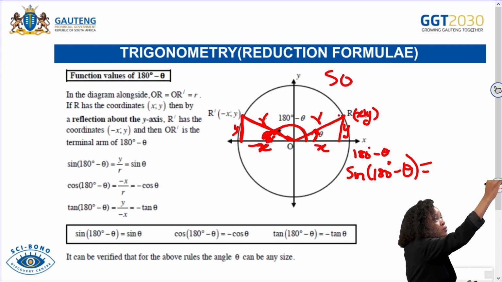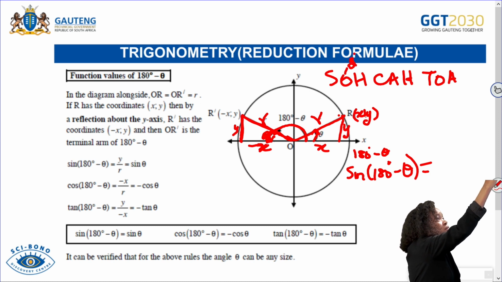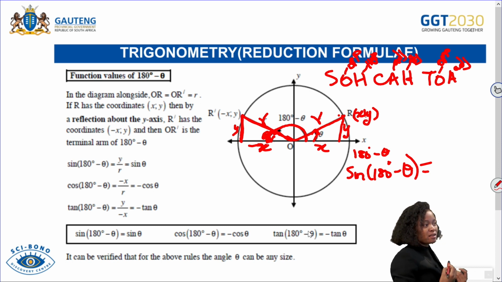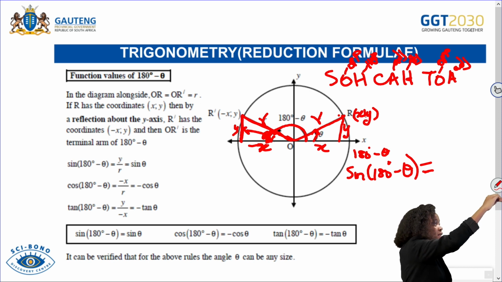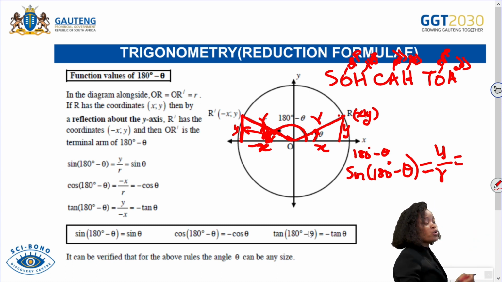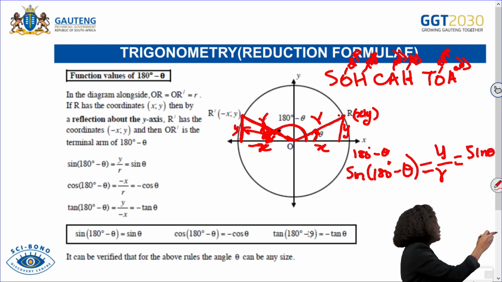from your SOHCAHTOA, still remember SOHCAHTOA from grade 10. It says sine is opposite over hypotenuse, cos is adjacent over hypotenuse, and tan is opposite over adjacent. So if I were to find the value of sine of 180 degrees minus theta, the side which is opposite to this angle is y, over the hypotenuse side, which is r. Your y is positive and your r is positive, so your sine is going to be positive.